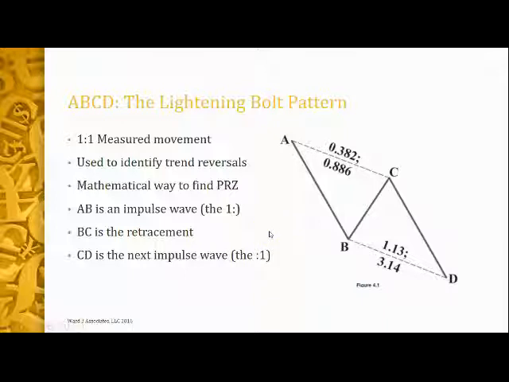The market loves to move in geometry. It's used to identify trend reversals. So usually, guys, after this D point is completed, you can notice either another retracement or a trend reversal. It's a mathematical way to find a price rejection zone.